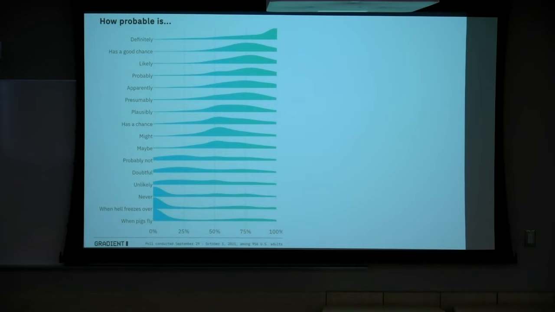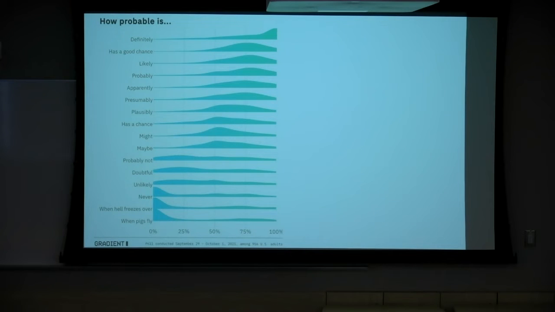What you're seeing here are poll results from people who were asked how likely an event is depending on how you describe it. So if I said that something is apparently going to happen, what is the percent chance that it actually occurs? And you'll notice that they tend to have peaks where most people are in agreement. Most people would think that definitely means something's going to happen all the time. But you'll also notice that these are hills, right? There are people that don't agree with the peak.